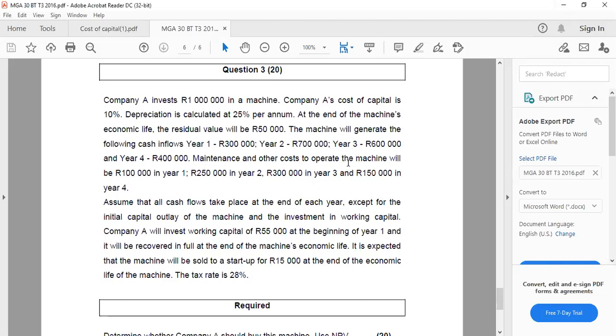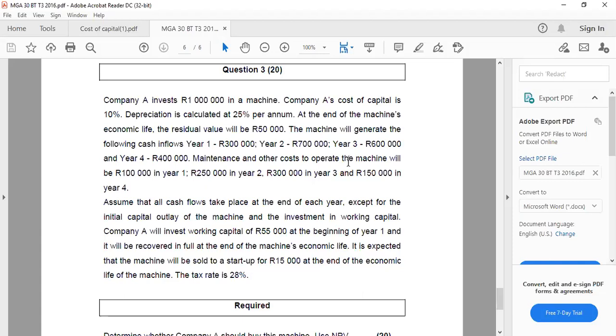Okay, where was I? This company invests R1 million in a machine, right? And they have a cost of capital of 10%, with depreciation calculated at 25% per annum. At the end of the machine's economic life, they have a residual value of 50,000 rands. The machine will generate cash flow from year 1, 300,000, up to year 4, 400,000. The maintenance and other costs to operate the machine will be 100,000 in year 1, up until year 4, which is 150,000.